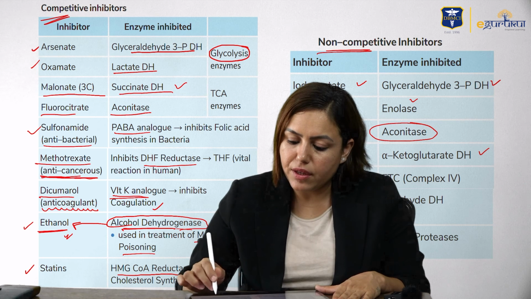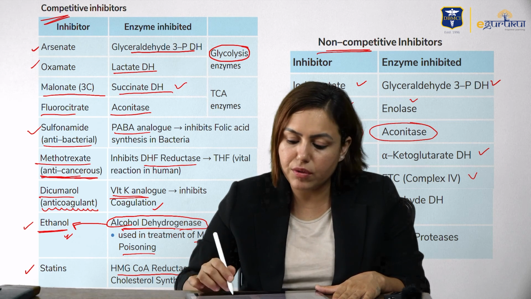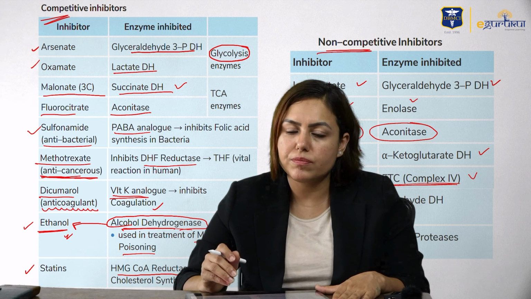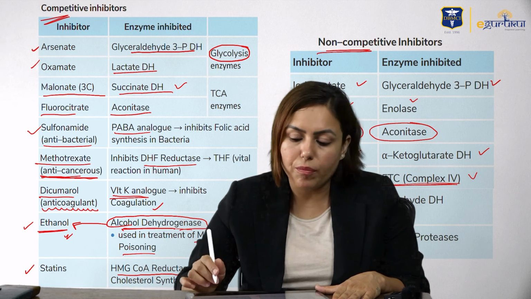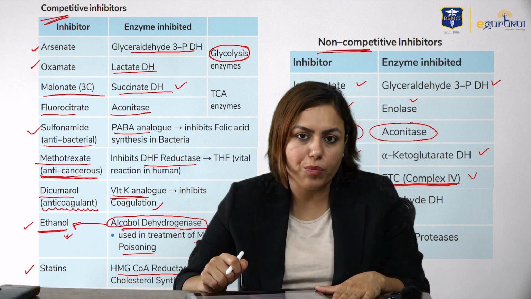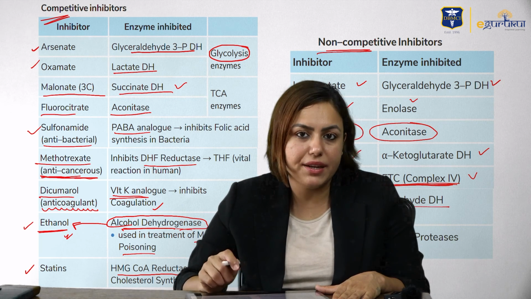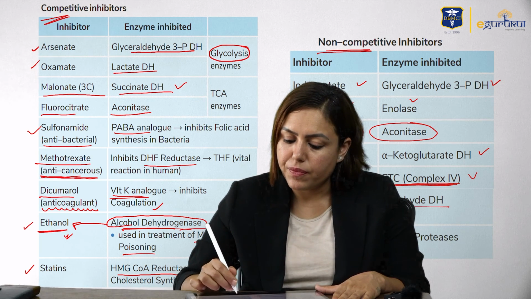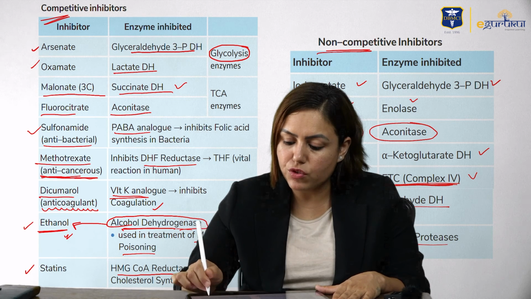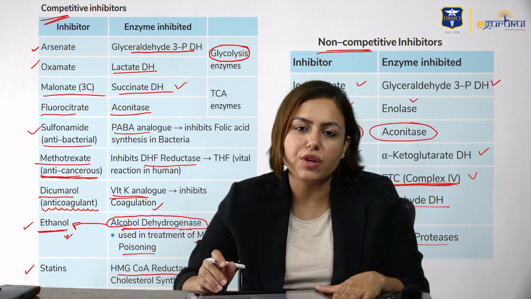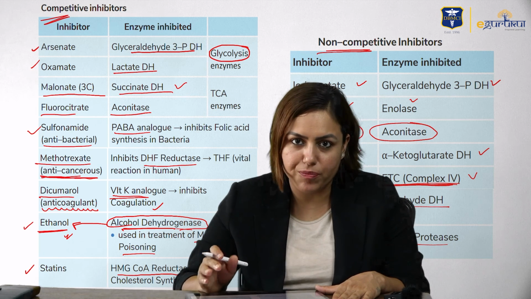Then cyanide inhibits complex 4 of ETC. Most of the complex 4 inhibitors of ETC are non-competitive. Then disulfiram, which is Antabuse compound, inhibits aldehyde dehydrogenase. Then diisopropyl fluorophosphate is non-competitive inhibitor of all the serine proteases, example trypsin, chymotrypsin, elastase, etc. Right?